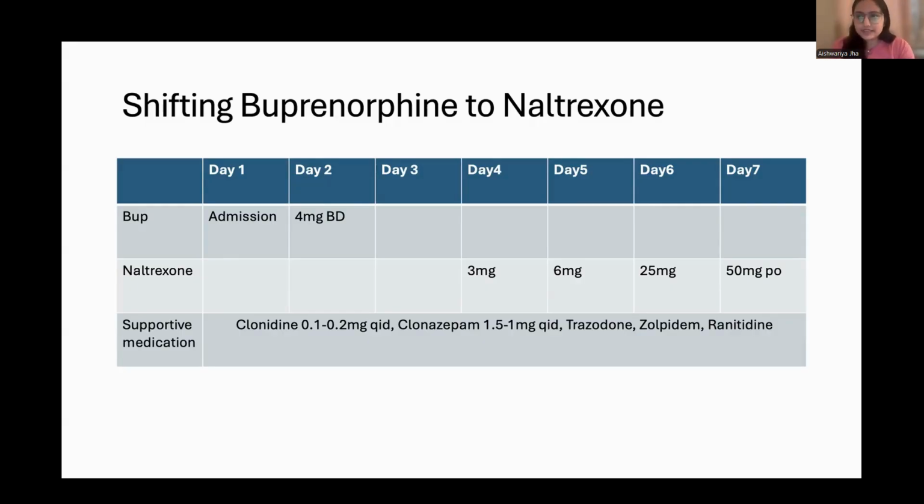This is preferably in an IP setting so that you can look for precipitated withdrawal. And what's actually recommended is doing also a naloxone challenge test. And naloxone, being a short-acting opioid antagonist, can help you actually ascertain if there is any risk of withdrawal or not before considering naltrexone. Right? You can also give other supportive medication in the meanwhile to support them with sleep, with restlessness, and things like that.